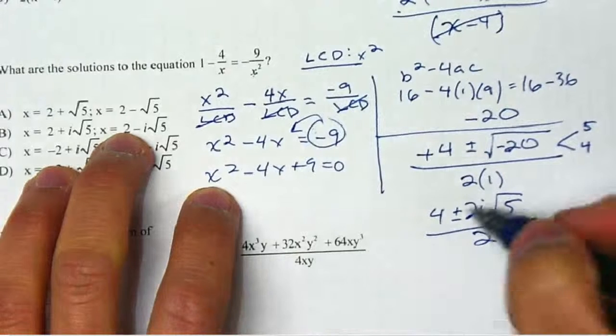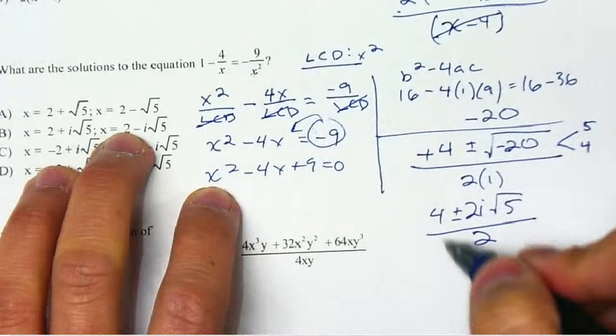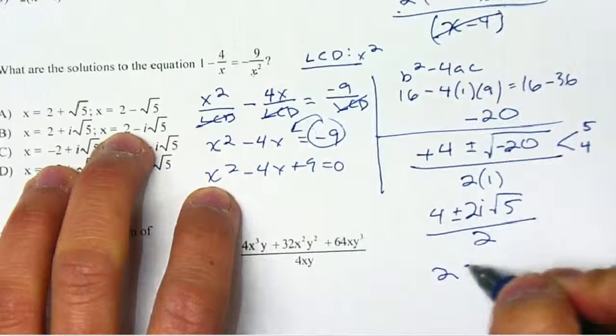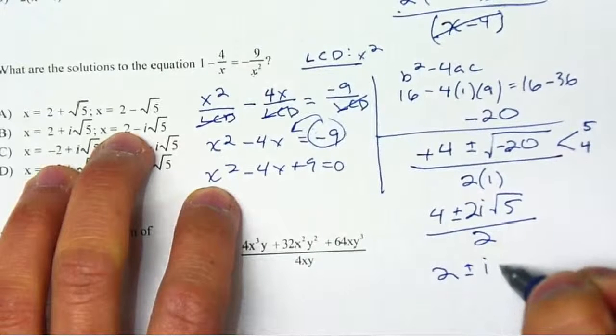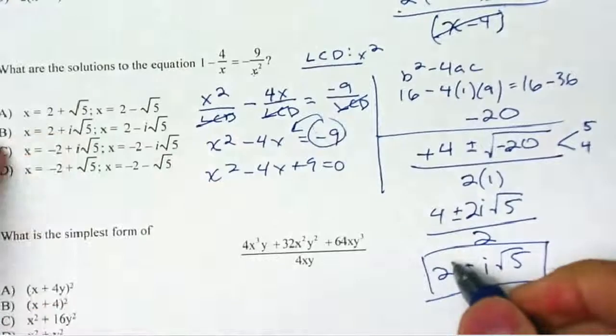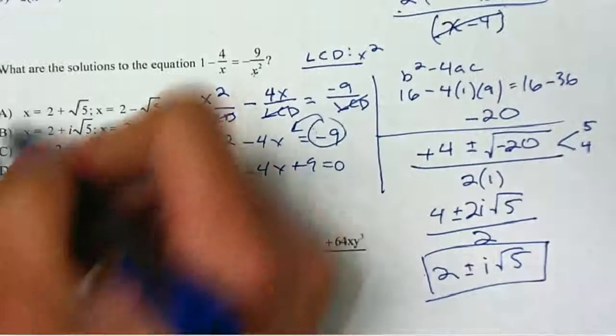And then now we can finally divide these, and we can get 4 divided by 2 is 2, and 2 divided by 2 is 1. So I get 2 plus or minus i root 5. And we see that answer matches up with B.